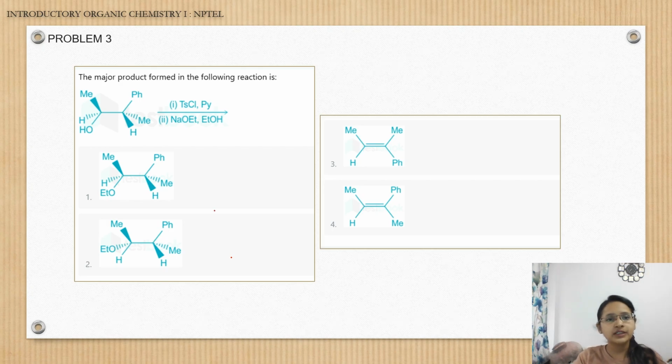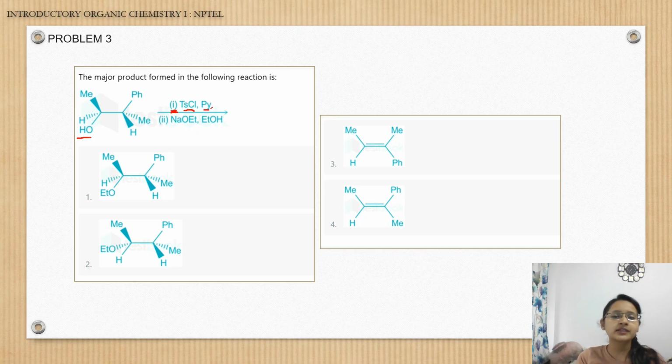In problem number 3, they are asking the major product formed in the following reaction sequence. So in this reaction, what will be the major product that is getting formed? You have to figure it out. So now the reaction is, first of all, having two parts. One by one, we will go through what is happening in each part, right? So here, in the first part, you have tosyl chloride and pyridine. Pyridine is a base and tosyl chloride is a protecting group. So now you have a free OH which is present in the system.